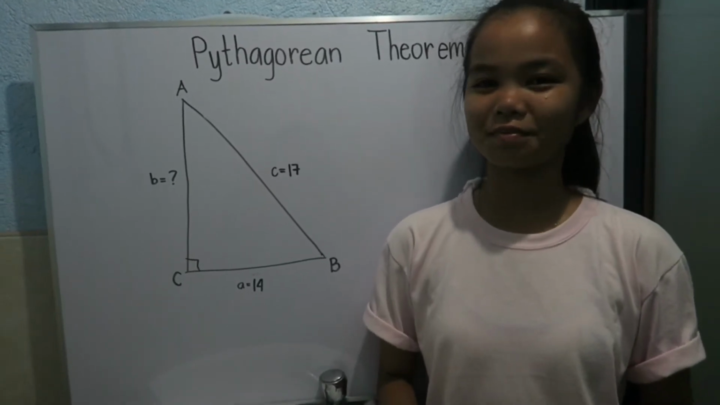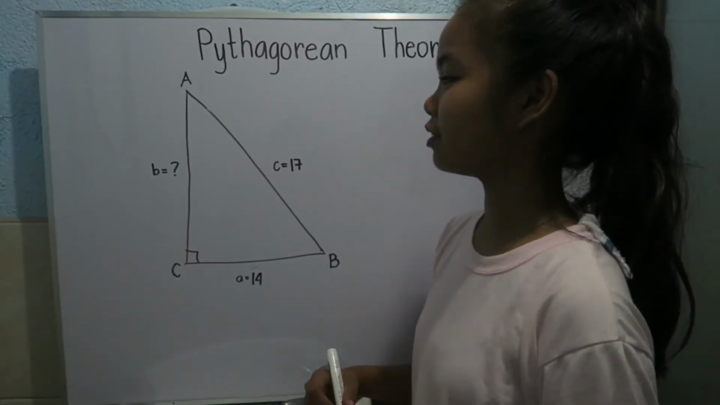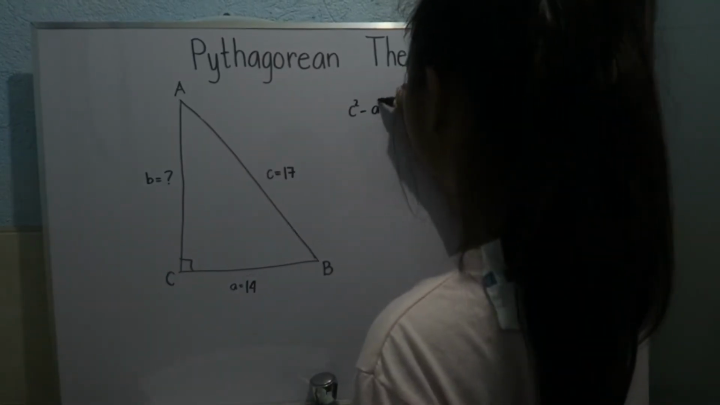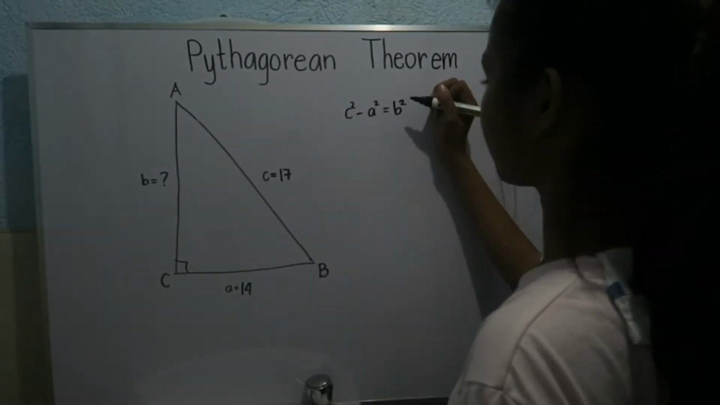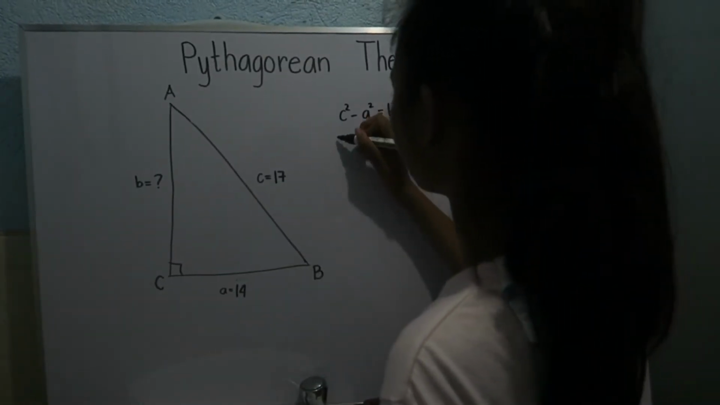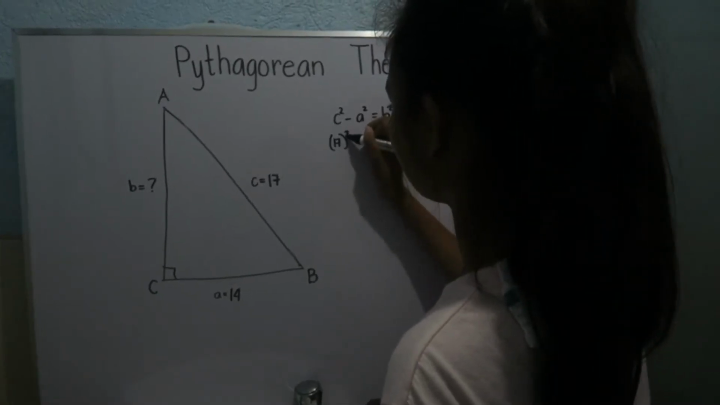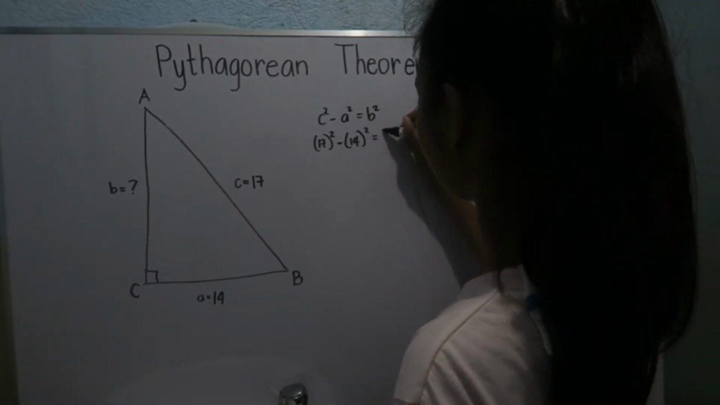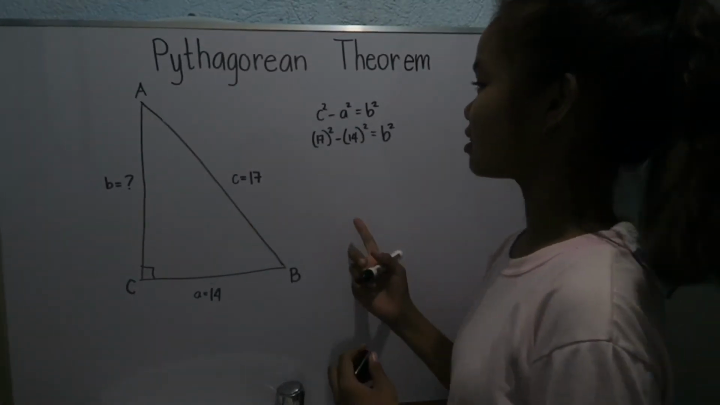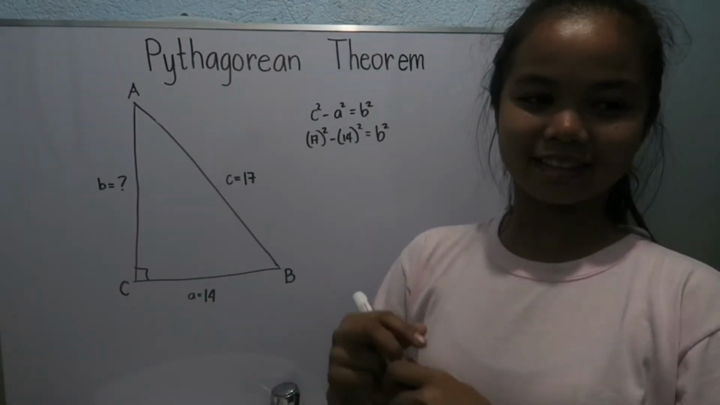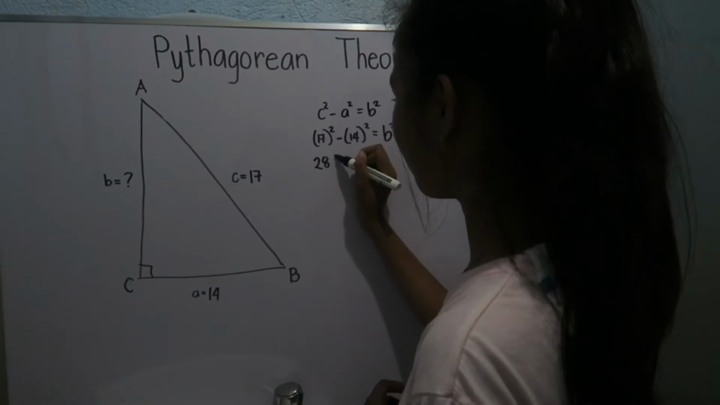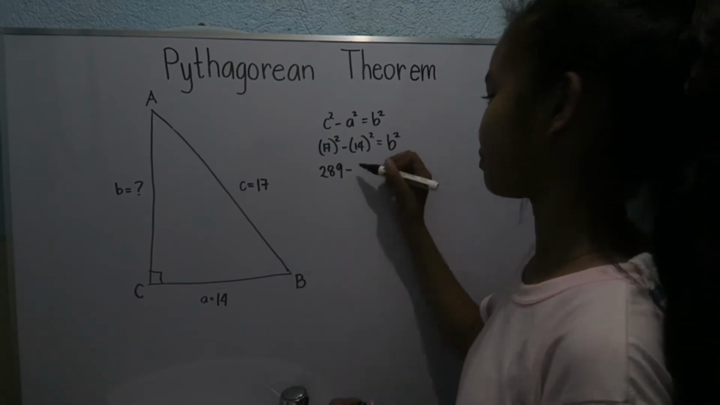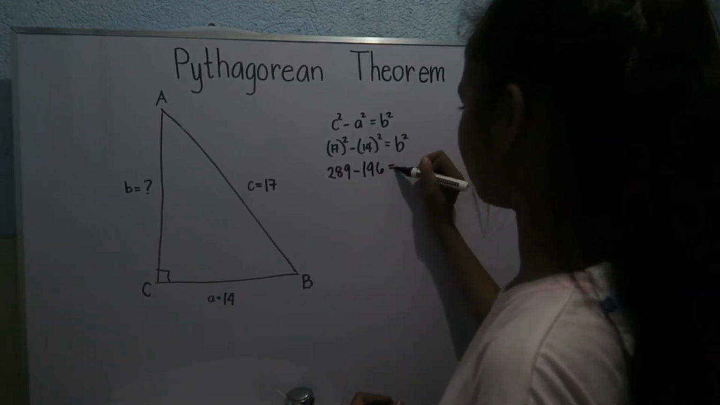What if the length of leg B is missing? So, to find the value of length B, we will use the formula c squared minus a squared equals b squared. Since c is 17, therefore 17 squared, A is 14 squared, equals b squared. 17 times 17 is 289 minus 14 times 14 is 196 equals b squared.